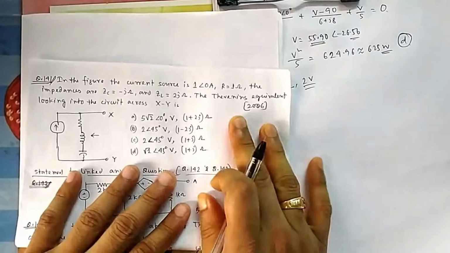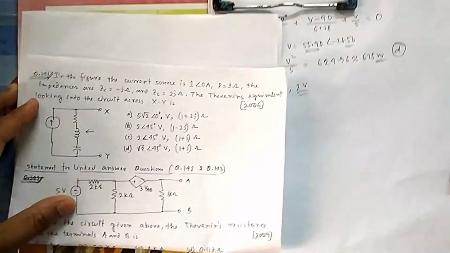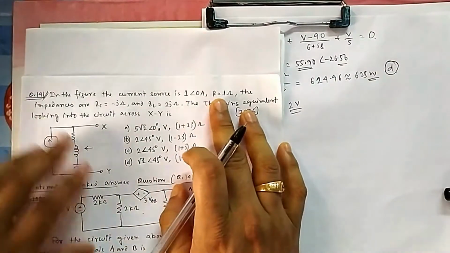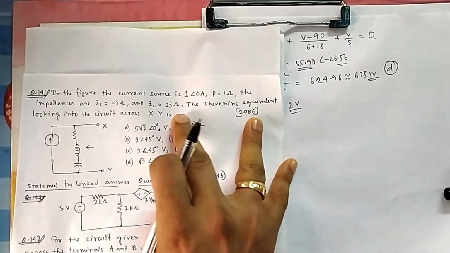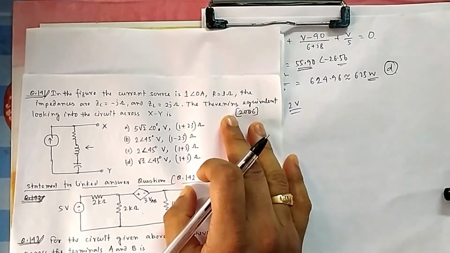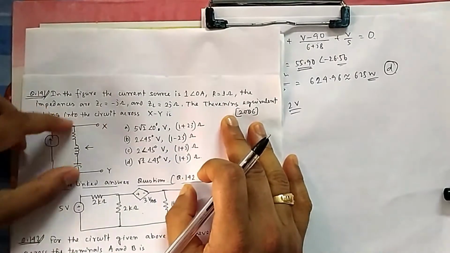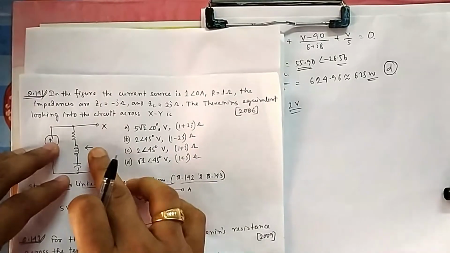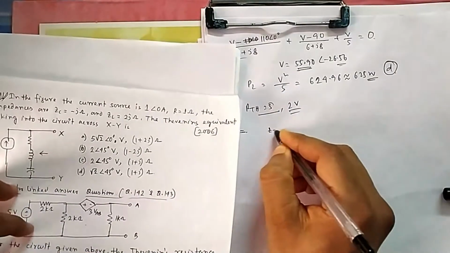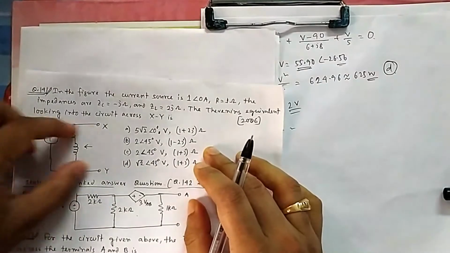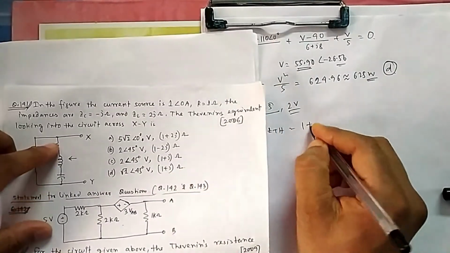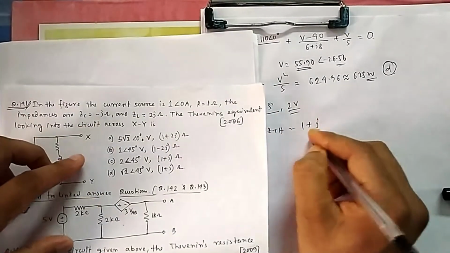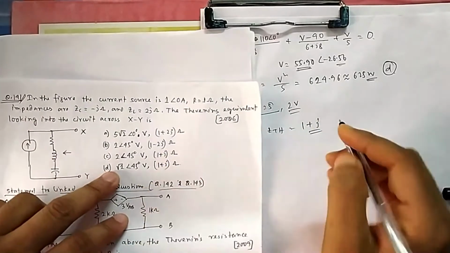So what is given in 141? In the figure shown, this current source is this, R is equal to this, the impedances are this, and we need the Thevenin's equivalent looking into the circuit across XY. If you look from this side, what will be Thevenin's equivalent? So what is ZTH? You remove this current source and you see this one, so R is here, 1 plus 2J minus J, so it is 1 plus J. So obviously out of these two, 1 will be the answer.